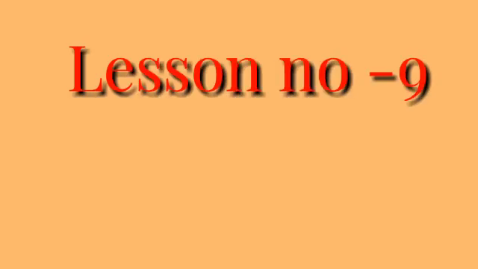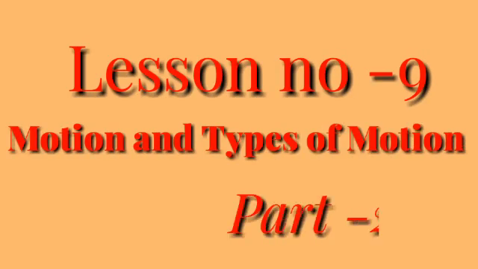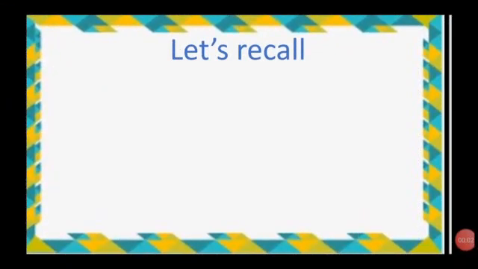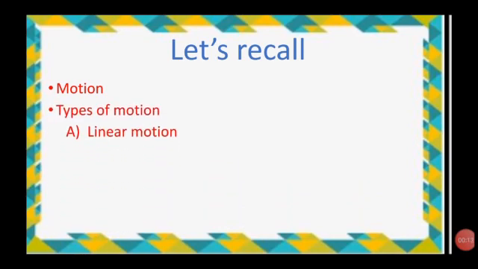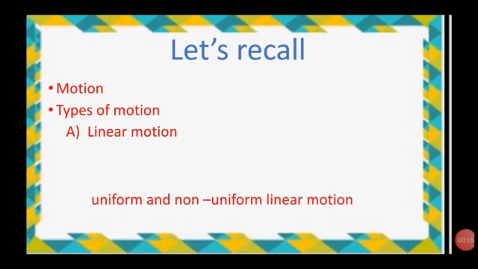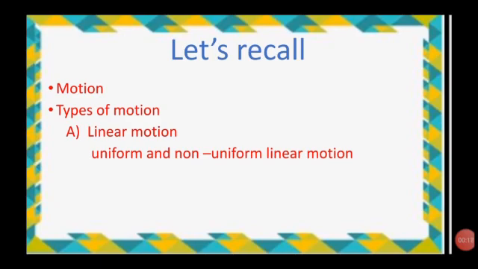Lesson number 9, Motion and Types of Motion Part 2. Let's recall what we had studied in our previous video. We had studied about motion, types of motion, that is linear motion. And linear motion has been divided into two types, that is uniform and non-uniform linear motion and non-linear motion.